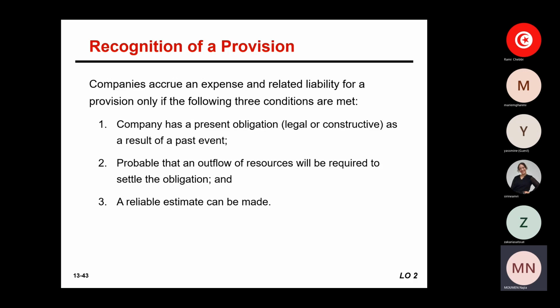So again, I'm not allowed to record any type of provision unless it is clear that I have a present obligation. It can be legal or constructive. Of course, this obligation resulted from a past event. We have a probability of an outflow of resources that are expected to settle that obligation, and of course a reliable estimate can be made. So here we're talking about reliable and estimate. This estimation is reliable, meaning fairly accurate regarding that event.